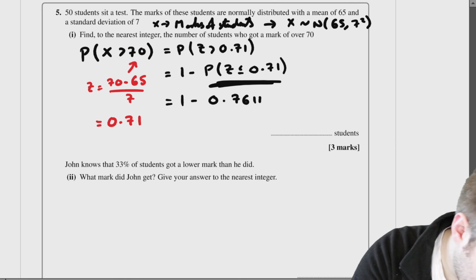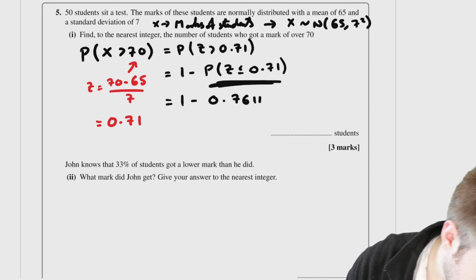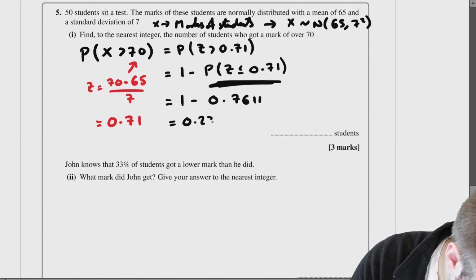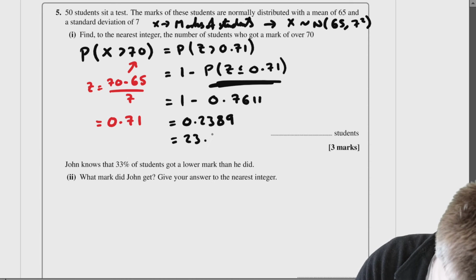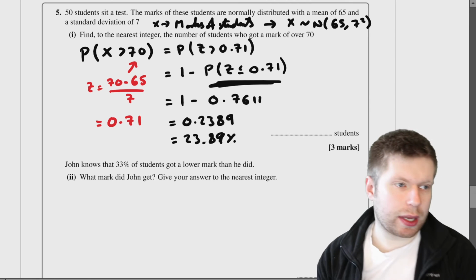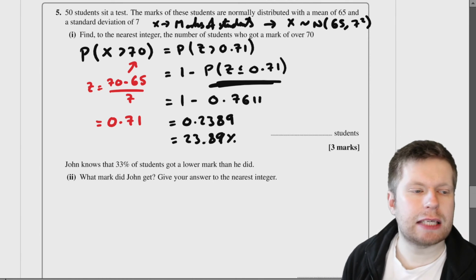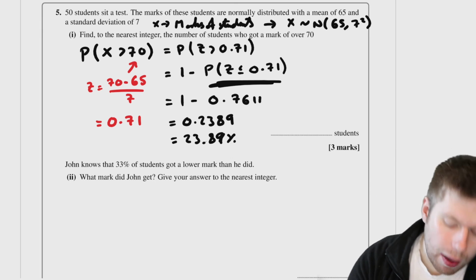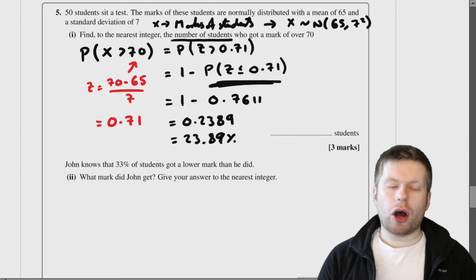Okay, and if I do 1 minus that, so 1 minus 0.7611, that is going to give me 0.2389. Now that's just come out as 23.89%. Now I'm not actually finished here, because I'm not looking for the probability of obtaining a test paper which is over 70. Here instead, I'm looking for the number of students that got a mark over 70.